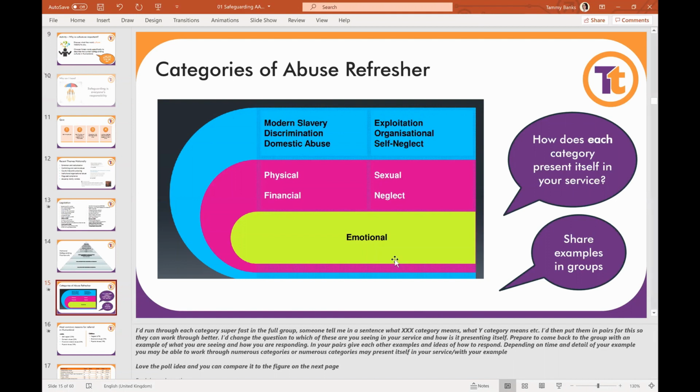Yeah. So that's about really having a focused look, bearing in mind that they all come from different services. What are you seeing within your service? What of these are you seeing? Think of a customer, think of an example, talk through with the person in your pair what you're seeing and how it's presenting itself, what signs and symptoms, and then what you're currently doing to respond to it. See if they would do anything differently and do it vice versa, and be prepared to discuss your example with the full group.